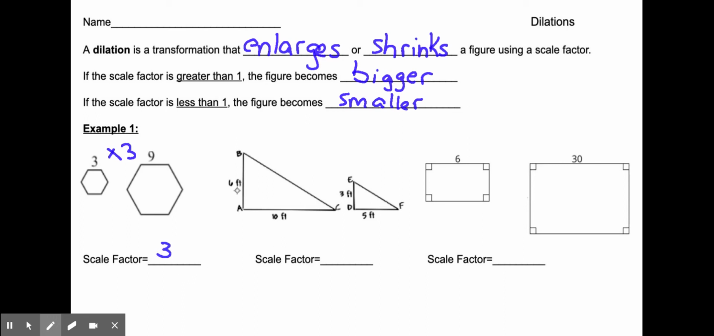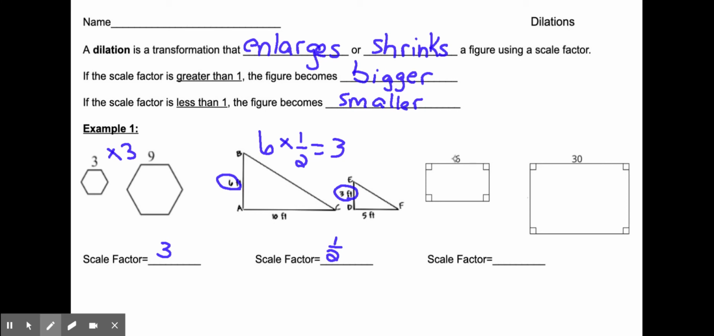Okay, my original side is 6. My new side is 3. What do I multiply 6 by to get 3? Well, 3 is half of 6, right? So 6 times a half is 3. So my scale factor is a half. Notice it's a fraction. It got smaller.